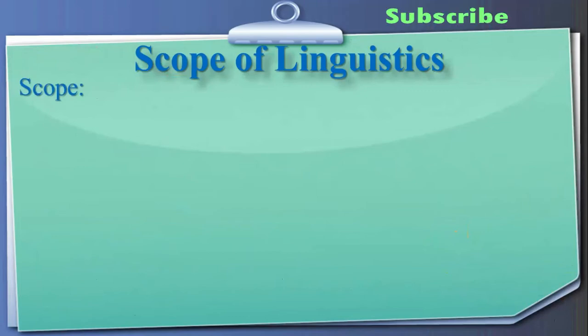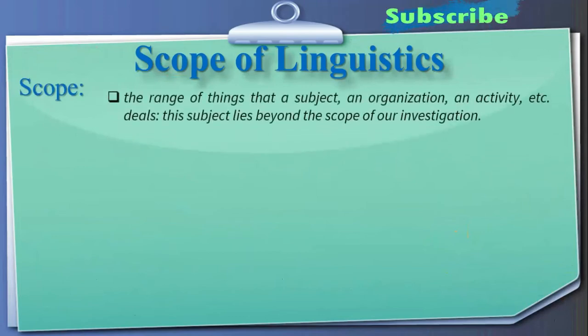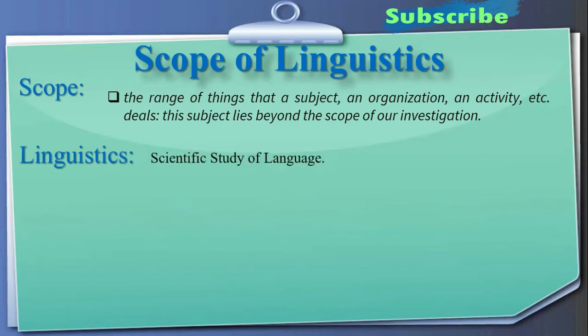What is a scope? Number 1, to describe the range of things that a subject, an organization, an activity, etc. deals with. This subject lies beyond the scope of our investigation. So when we are talking about the scope of linguistics, we are talking about the range of things we study within the subject, the areas we are going to discuss. When we talk about linguistics, it is the scientific study of language. So within this topic, what we are going to discuss and the areas we are going to study is called the scope of linguistics.